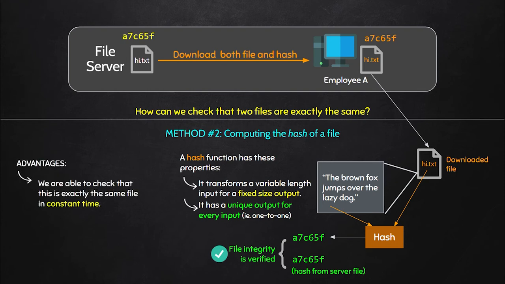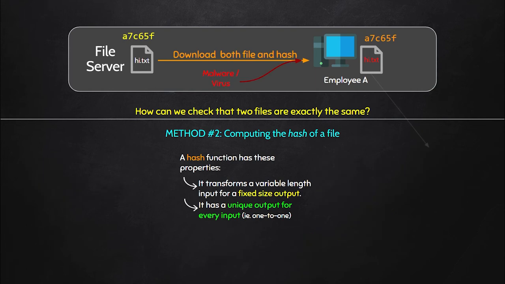So, what do we achieve by using this hash function? Firstly, because the output is of fixed length, we are able to check that this is exactly the same file in a constant number of operations. This doesn't depend on the size of the input because the hash digest has a fixed size output. However, there is still a problem that is not solved.